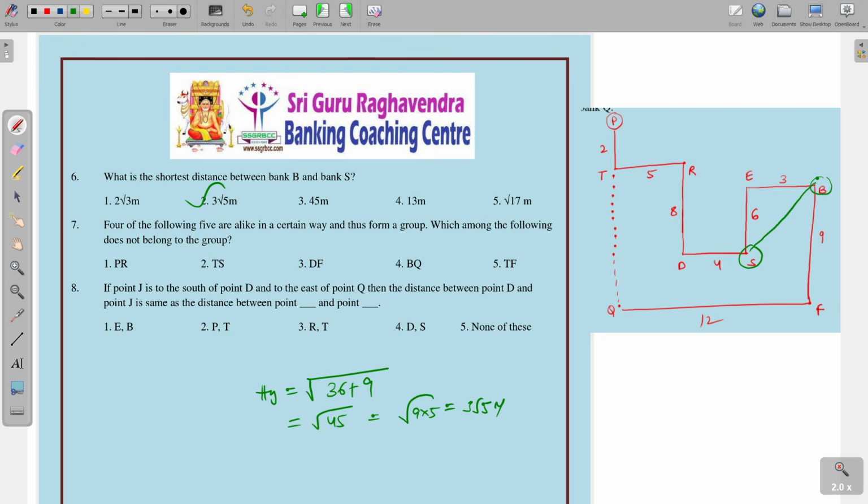Next, 4 of the following 5 are alike in a certain way. Which among the following does not belong to the group? So, see P and R. P here and R here. P is in this direction, and T and S. T here and S here. T is also in the northwest direction. D and F. D here, F here. D is the northwest of F. Next, B and Q. B here and Q here. So, this direction is the different one.